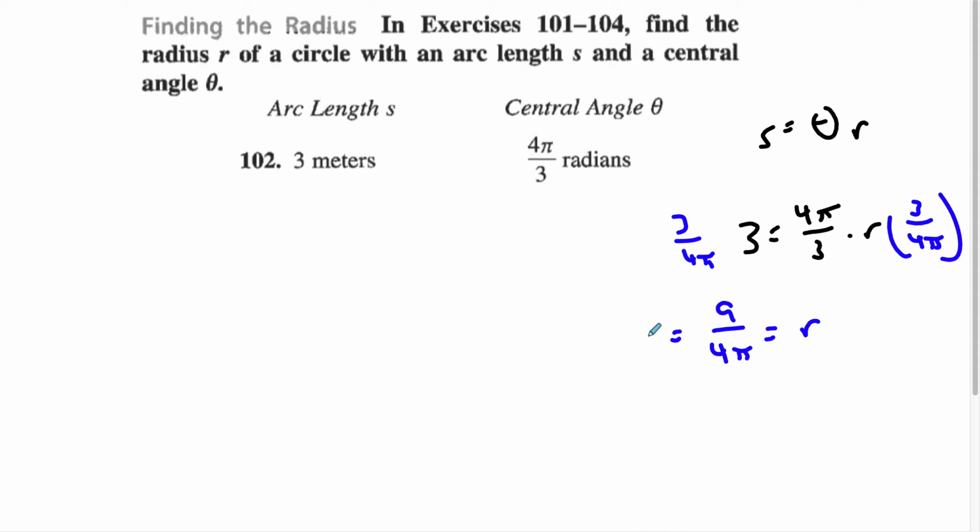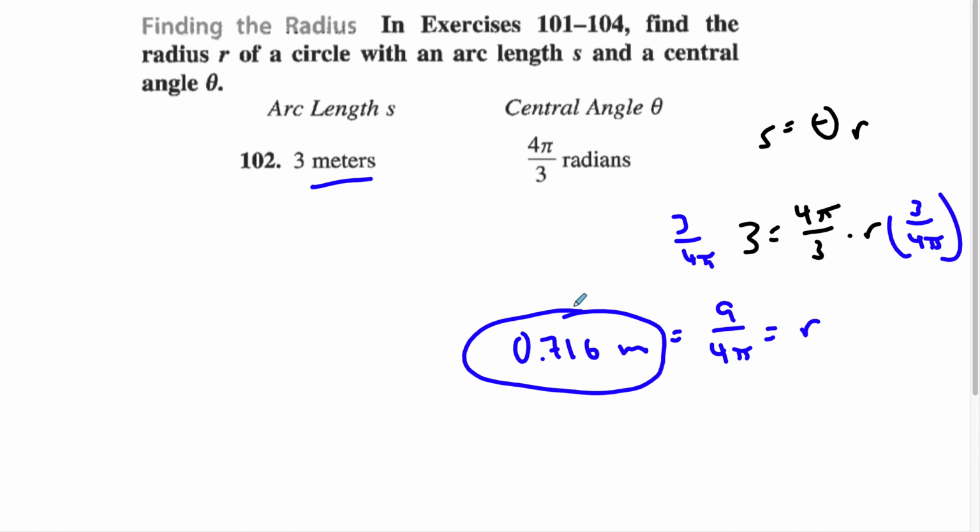Now, they're probably fishing for something. Now, it's going to be in meters, right? What is 9 divided by 4 pi? Well, that is what? 9 divided by 4 divided by pi is right around 0.716 meters. Okay? And that, I believe, is that.